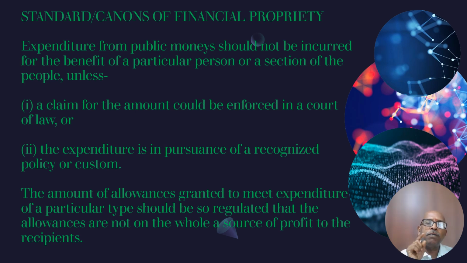Okay. The amount of allowances granted to meet expenditure of a particular type should be so regulated that the allowances are not on the whole a source of profit to the recipients. What is this? This, let us say, TADA rules. They give food allowance. They give local mileage. But that cannot be a source of profit for the person who goes on tour.